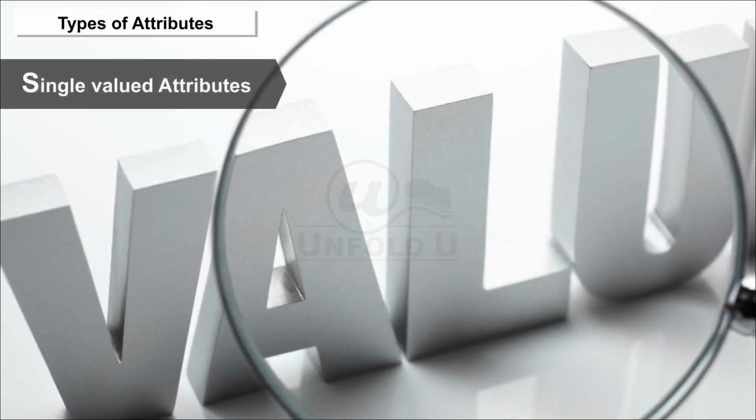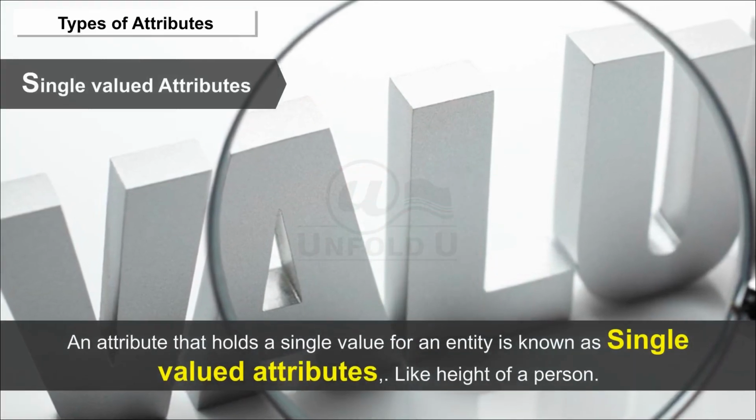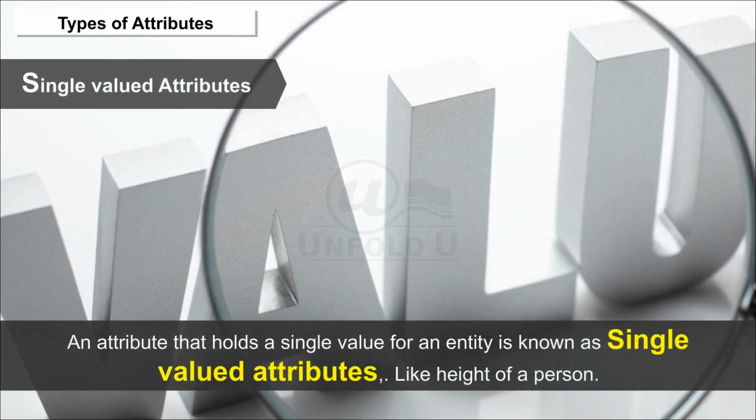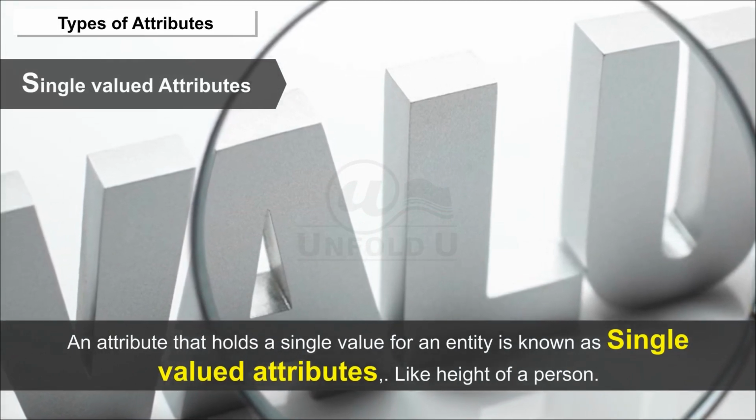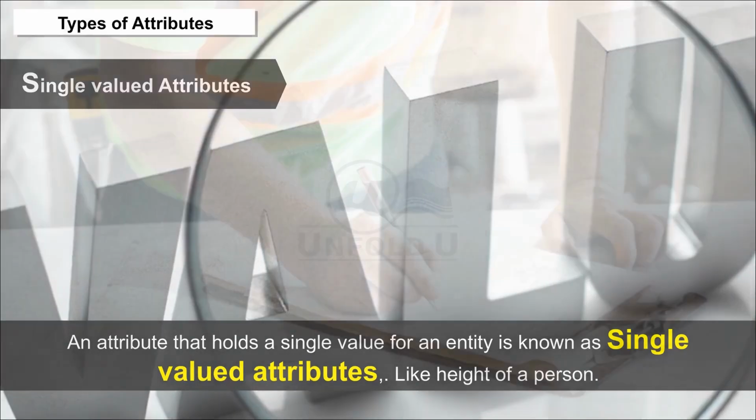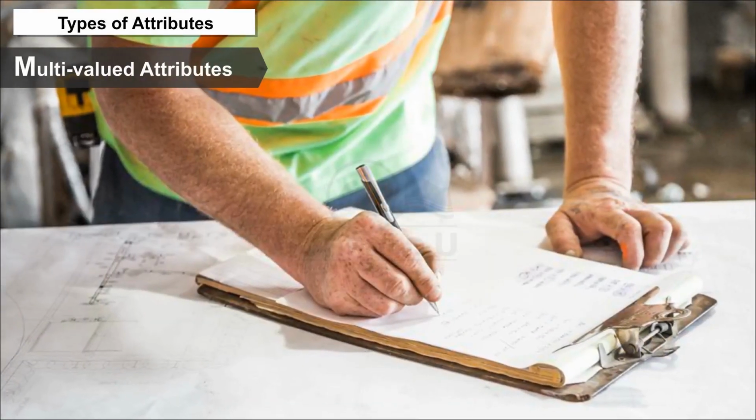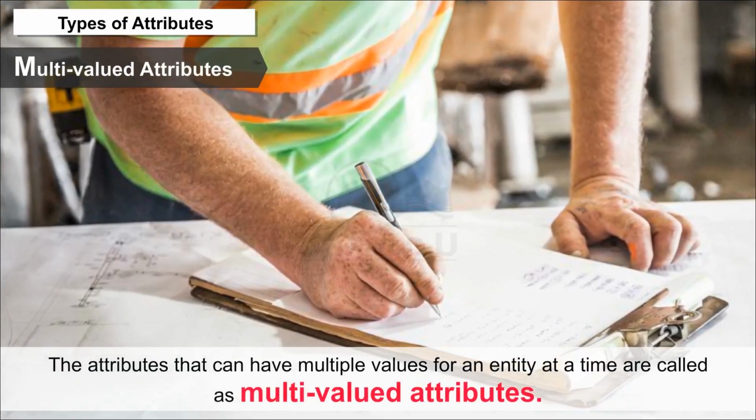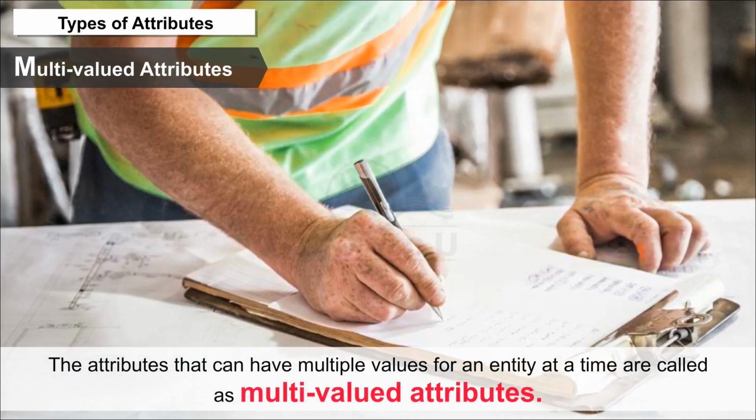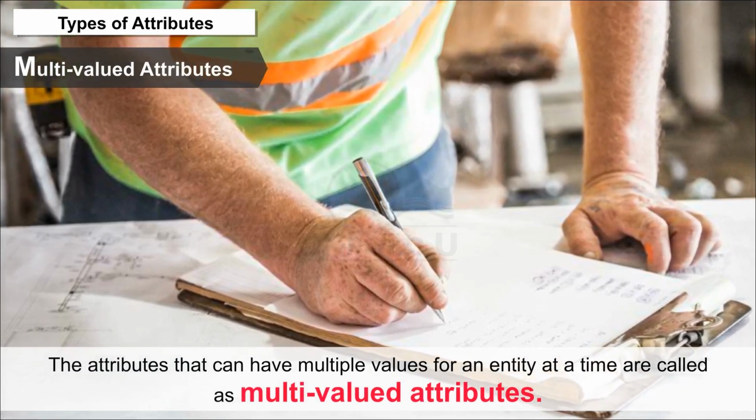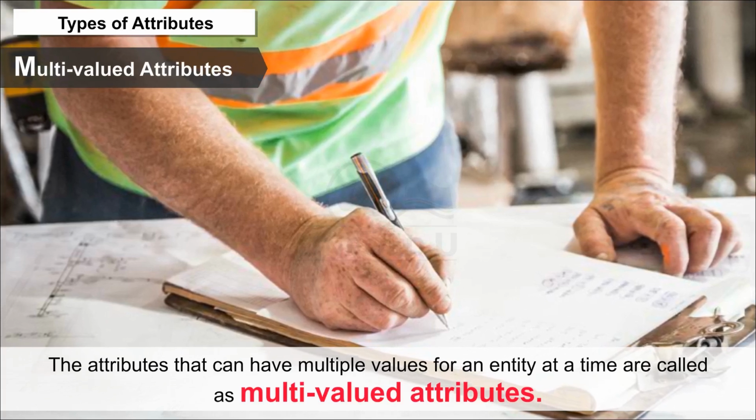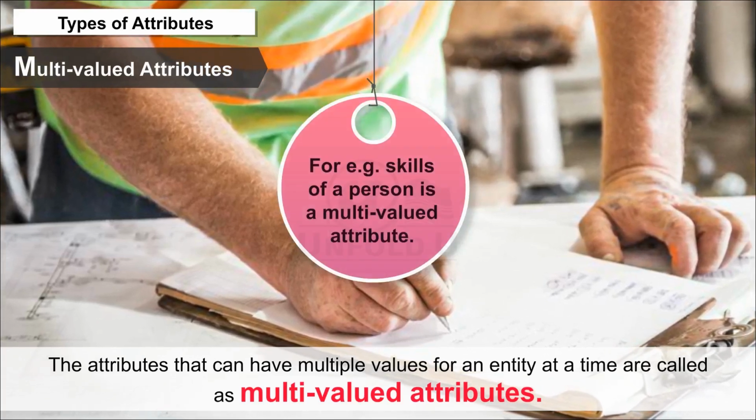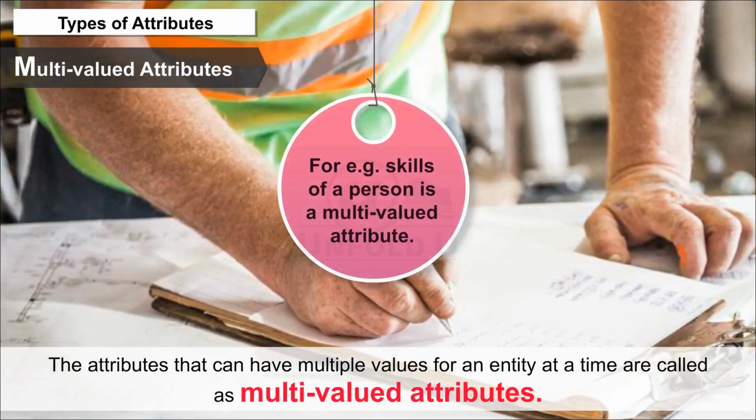Single-valued attributes. An attribute that holds a single value for an entity is known as single-valued attributes, like height of a person. Multi-valued attributes. The attribute that can have multiple values for an entity at a time are called as multi-valued attributes. For example, skills of a person is a multi-valued attribute.